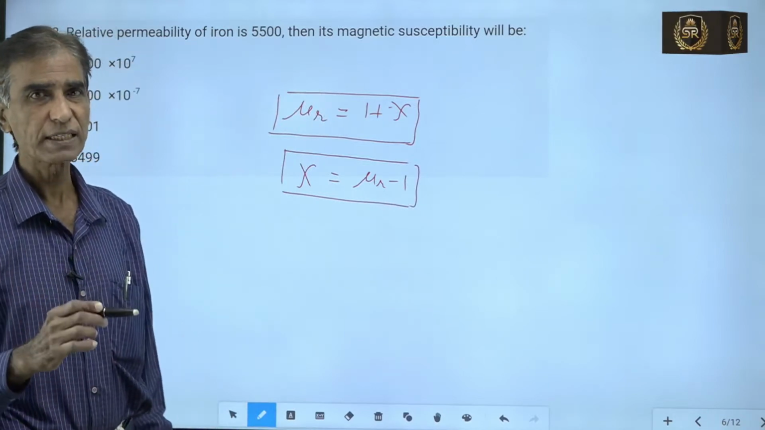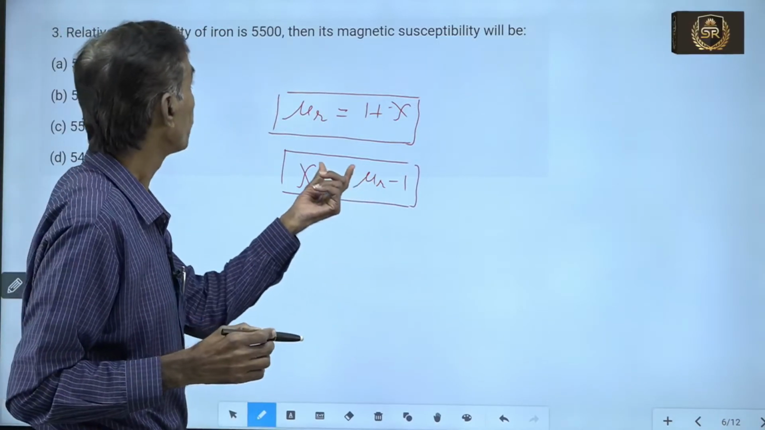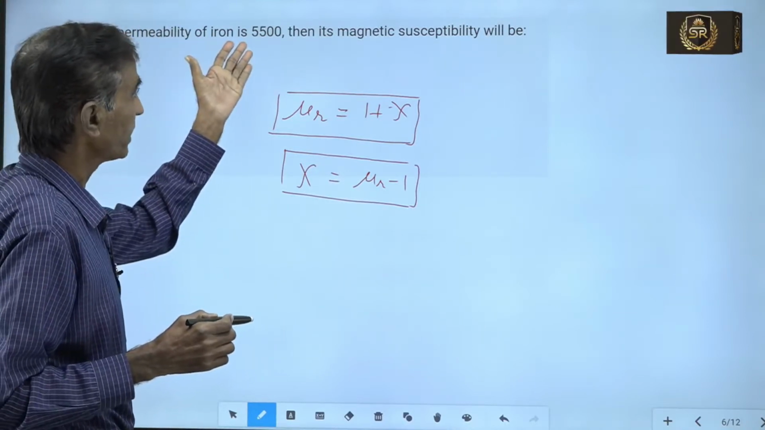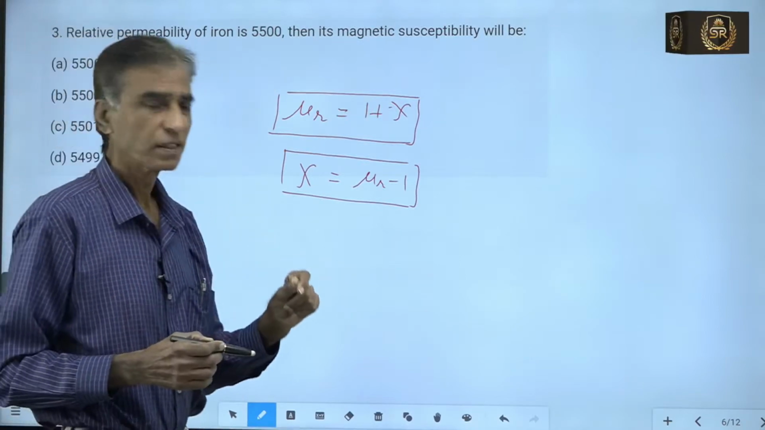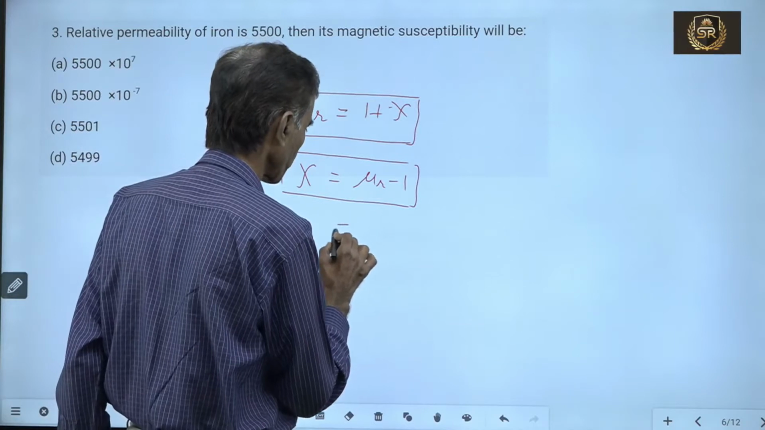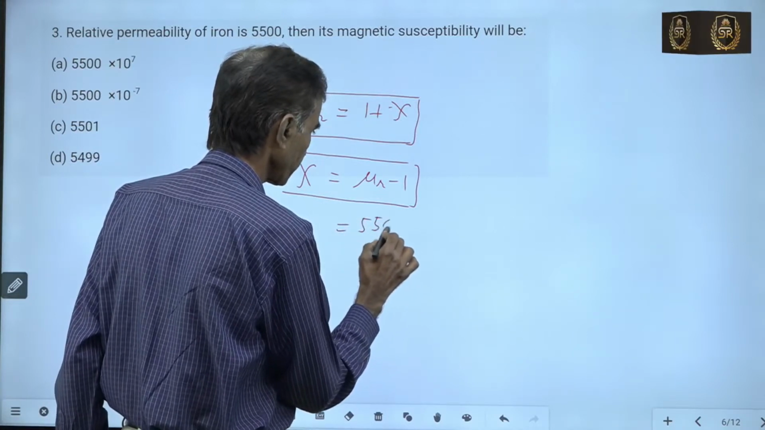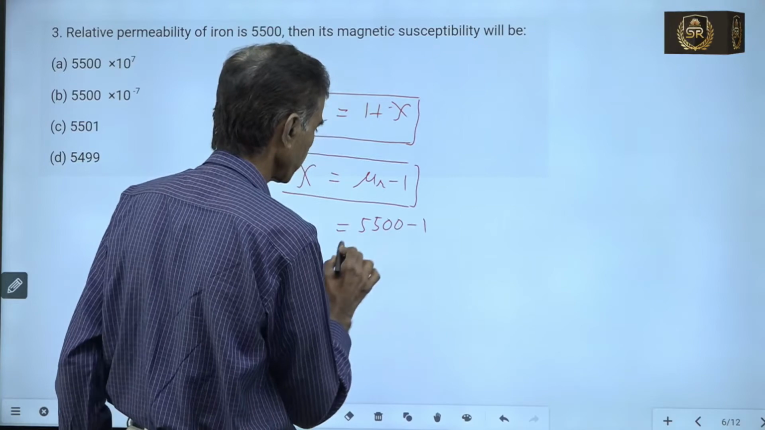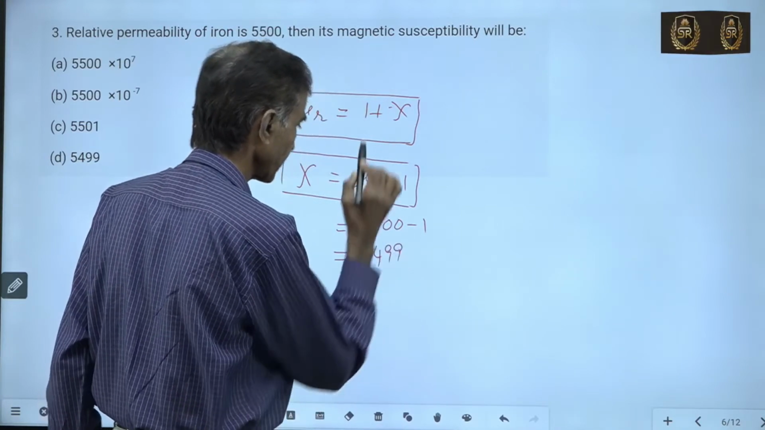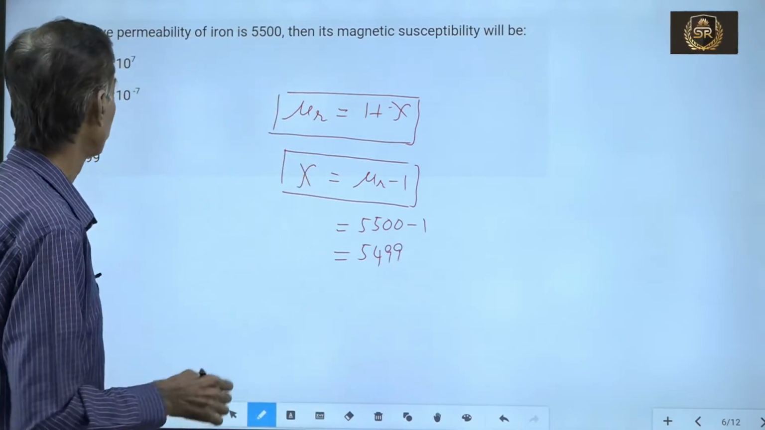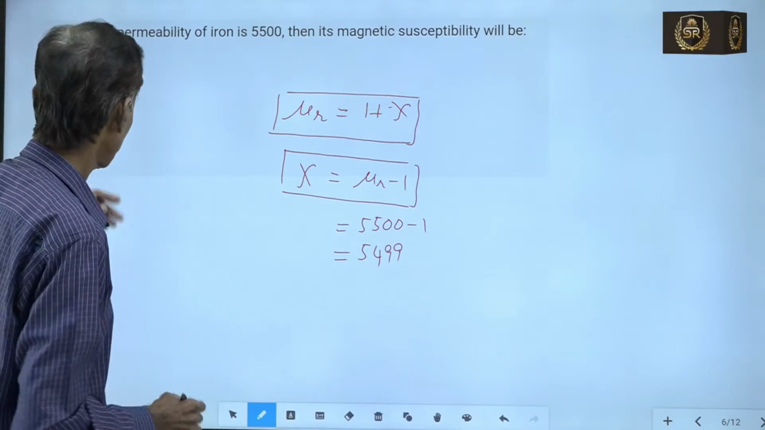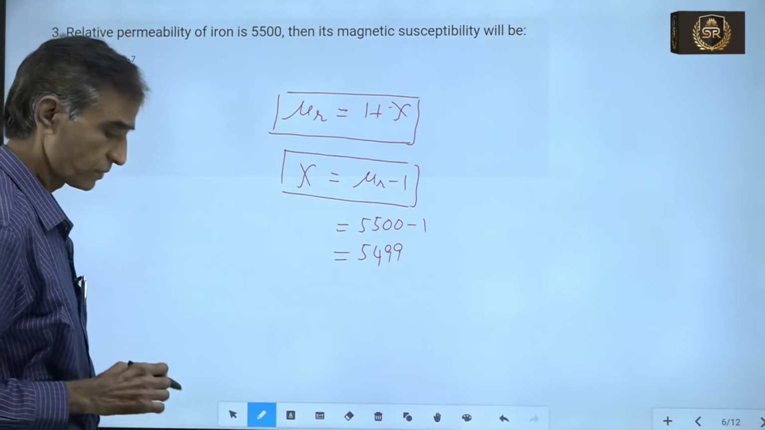So what do we have to calculate now? We have to calculate mu r. What is given here? Already given. Relative permeability of iron equals 5500. So mu r is already given. Therefore, just substitute that: 5500 minus 1, that is equal to 5499. It is a ratio, right? See the answer, 5499. So your answer D is correct, right?